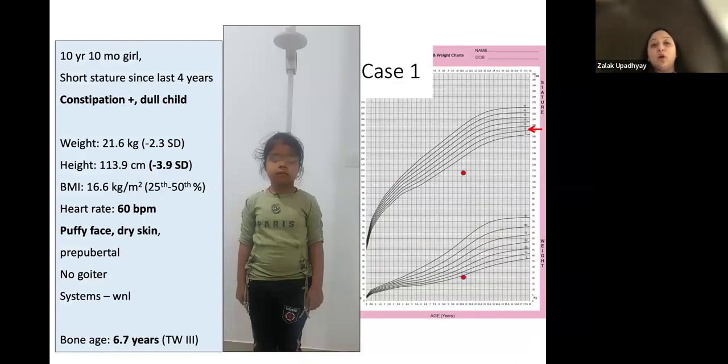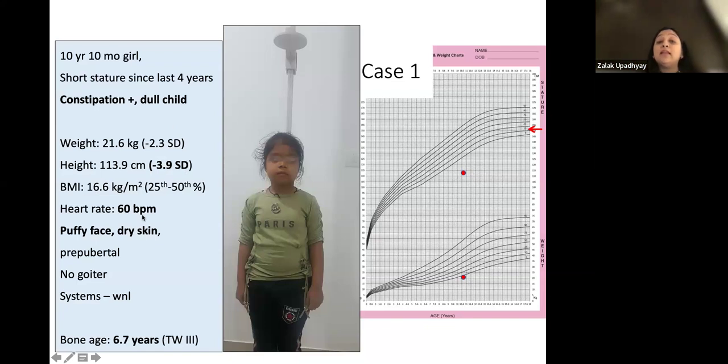10-month-old girl, she's short since last 4 years. She has constipation, she's a dull child. Now look at the weight and look at the height. Okay, height age is more affected. See, minus 3.9 standard deviation. You can also calculate standard deviation, so from that also we'll come to know what is more affected. Here height is more affected than weight, right?